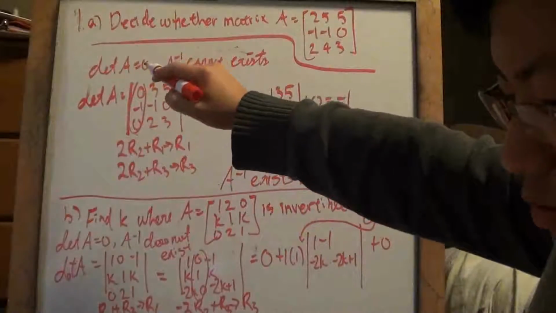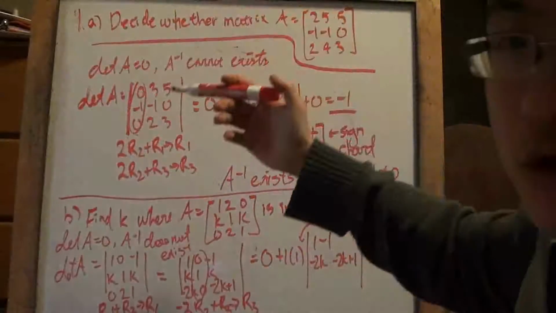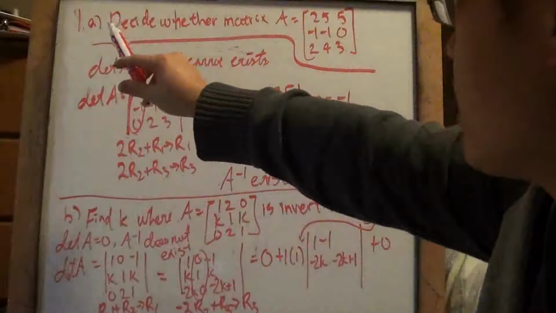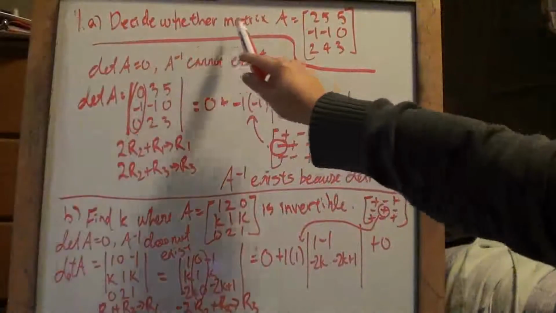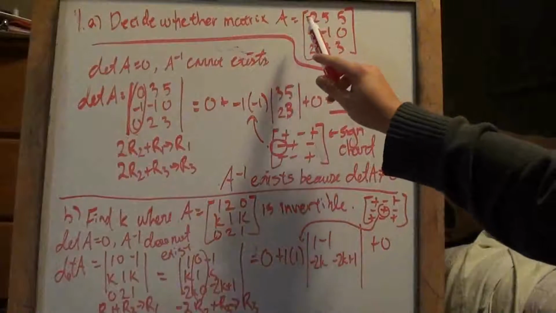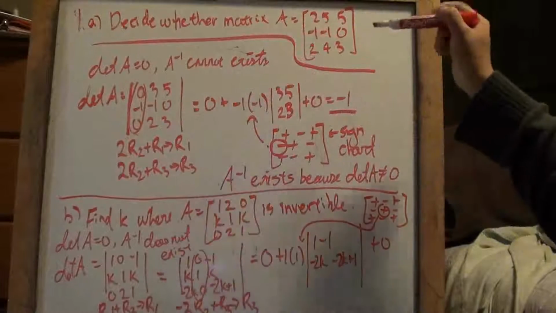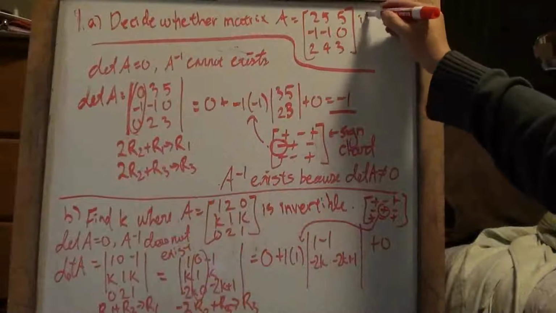So, the first question we had was going back to section 2.2 or 2.3, something like that. So, basically, decide whether matrix A is invertible.